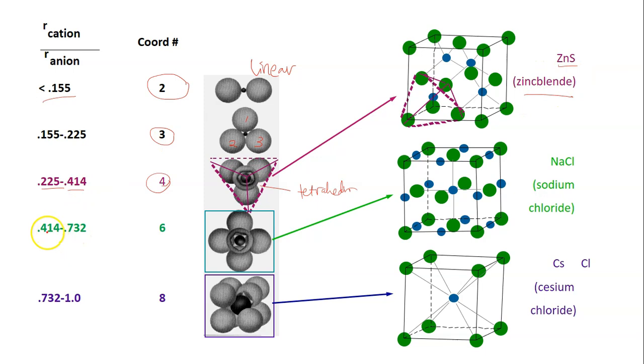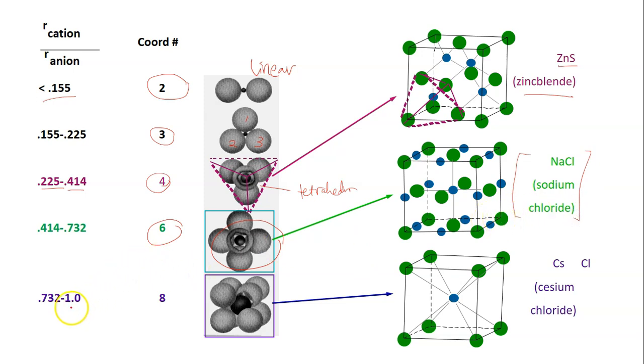For the ratio between 0.414 and 0.732, the cation can be thought of as being situated at the center of an octahedron surrounded by 6 anions. The coordination number is 6. For this type of arrangement, the unit cell appears something like this, and it can be represented by NaCl, or sodium chloride.